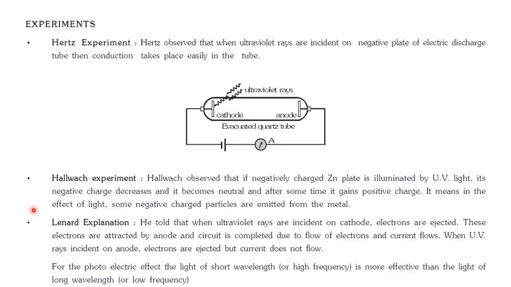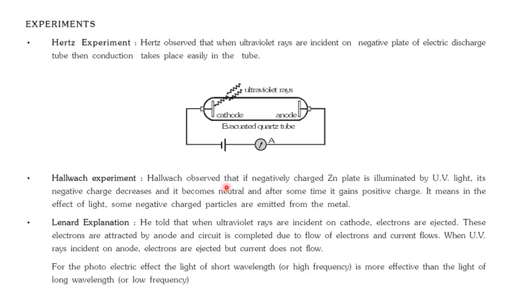In this lecture, there were a few experimental observations based on the photoelectric effect. Before we discuss the details of the effect, let us discuss the three experimental observations. The first one was from Hertz. He observed that when ultraviolet rays are incident on a negative plate of an electric discharge tube, then conduction takes place in the tube by the ejection of electrons.